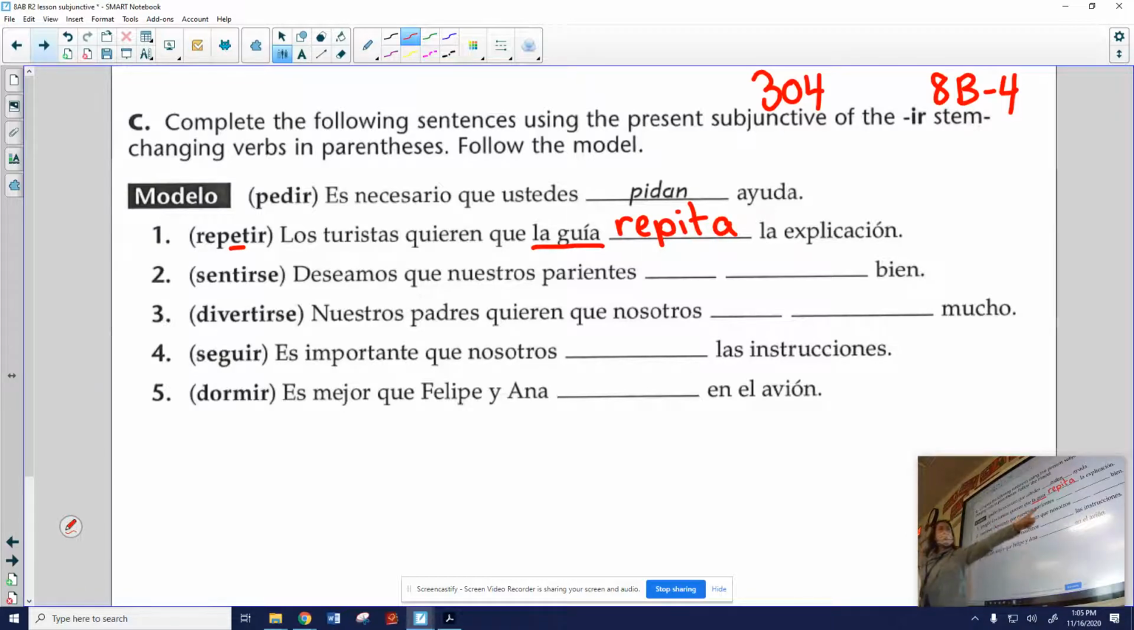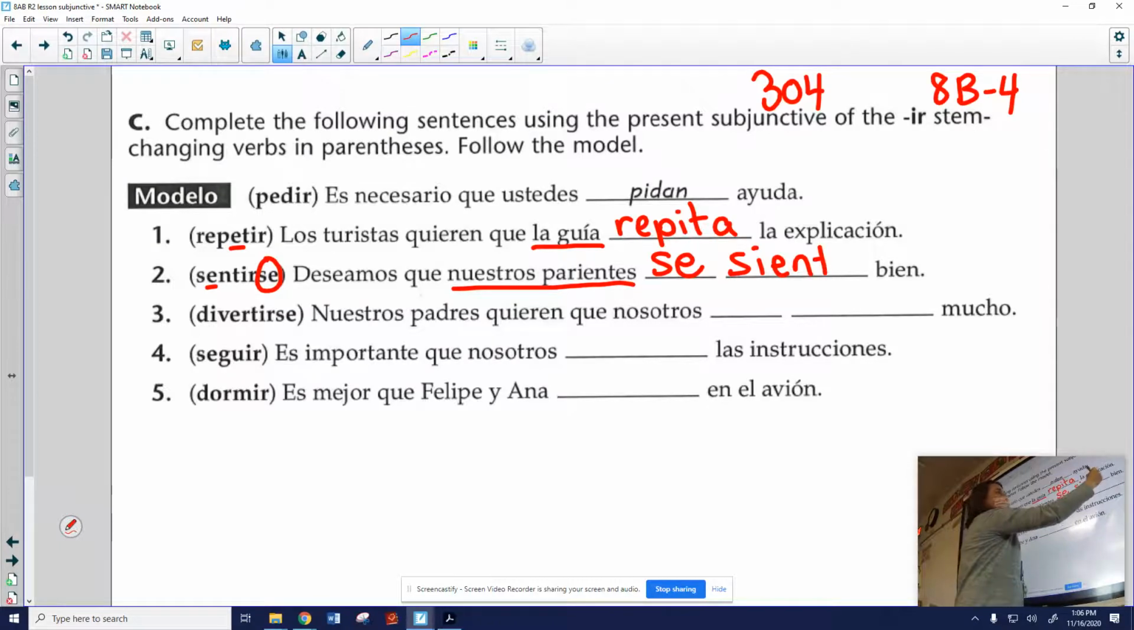Número tres. Deseamos que nuestros parientes bien. We desire that our relatives feel well or feel good. Sentirse is a reflexive verb, so we have to move the se to the front. The subject is our relatives. We're going to use the ellos form of the verb, so we don't have to change the se. Me, te, se, nos, os, se. It just stays the same. We have to move it to the front. Sentir is an E to IE stem changer in the present indicative and in the present subjunctive. We're using the ellos form, and it's an IR verb. Se sientan bien, that they feel good.